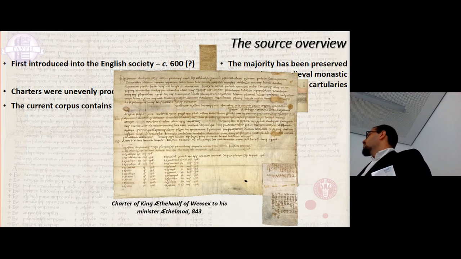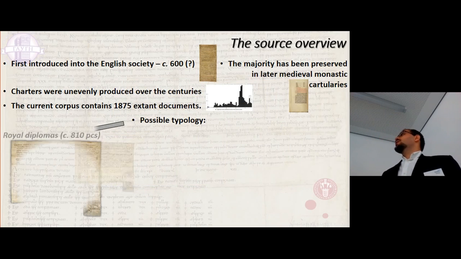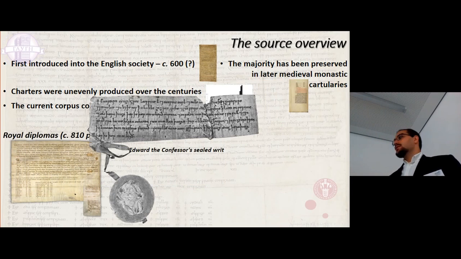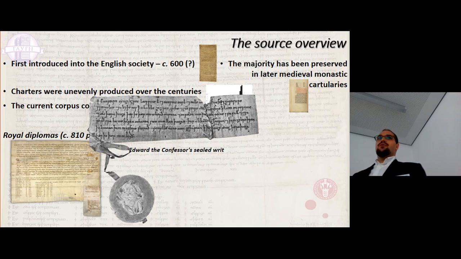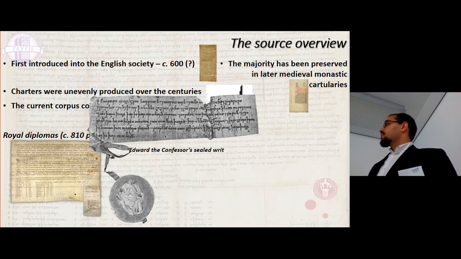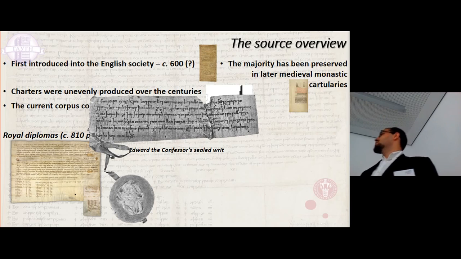Very lovely reproduction. Then we've got the Anglo-Saxon writs. The writ is very different from a diploma. For one thing, it's mostly written in vernacular. For the other thing, it has an appended seal. This is, for example, a sealed writ from around the mid of the 11th century.